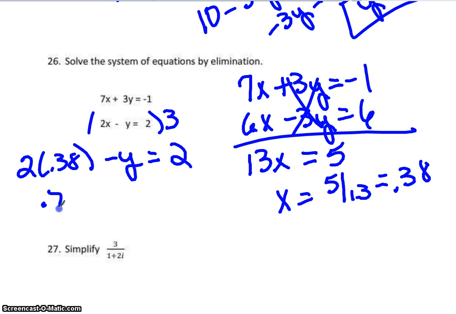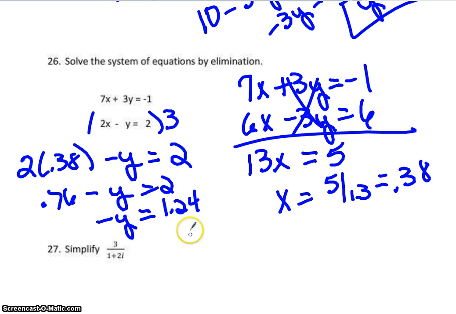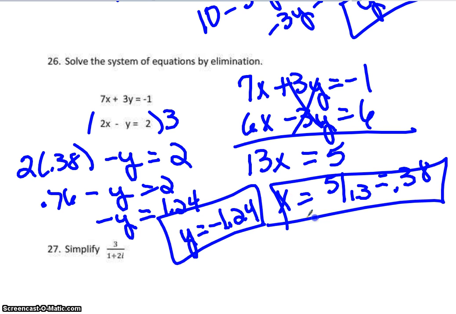So this would be 0.76 minus y is equal to 2. Subtract your 0.76. Negative y is equal to 1.24. If negative y is 1.24, then y is negative 1.24. So there's your answer.